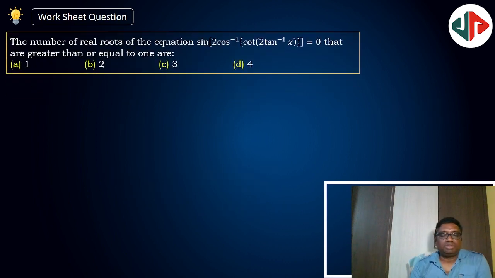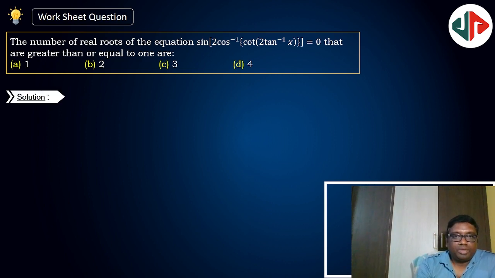Similarly, see the second one: the number of real roots of the equation sine of 2 times cos inverse of cot of 2 times tan inverse of x is always equal to 0, where x is greater than or equal to 1. So how many real roots are there which are greater than or equal to 1? Let us see.